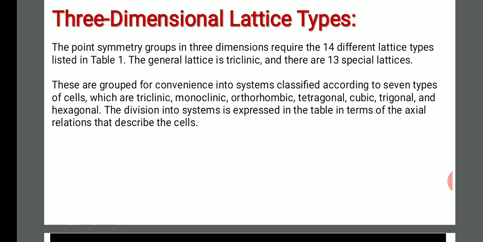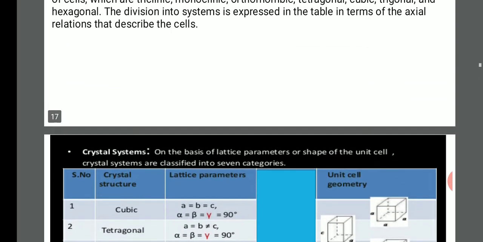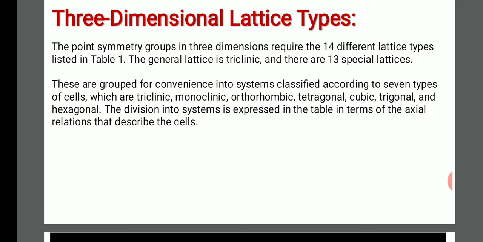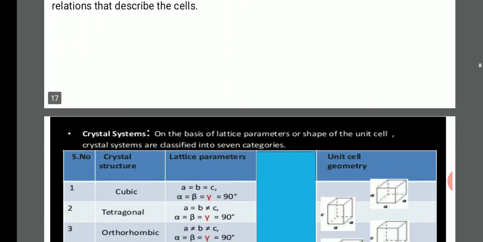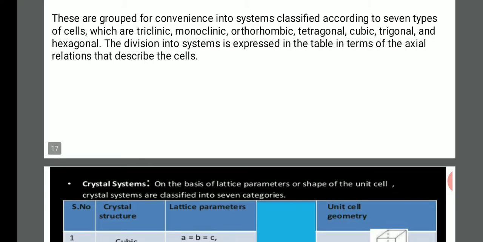3-dimensional lattice types. The point symmetry groups in 3 dimensions require the 14 different lattice types listed in this table. The general lattice is triclinic, and there are 13 special lattices. These are grouped for convenience into systems classified according to 7 types of cell, which are triclinic, monoclinic, orthorhombic, tetragonal, cubic, trigonal and hexagonal.